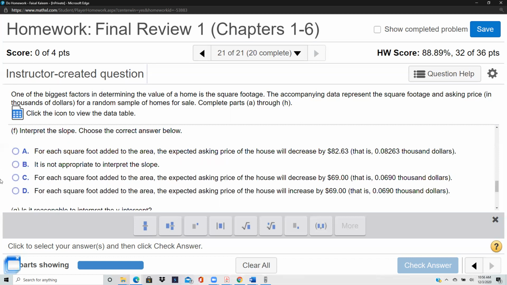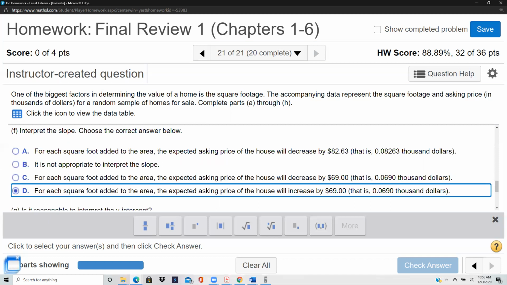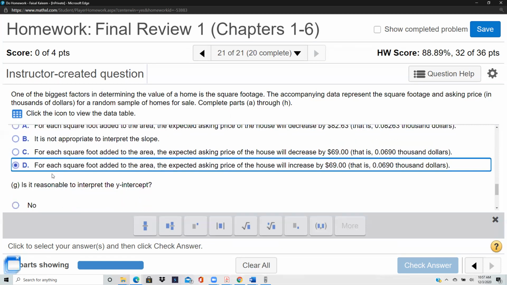D. So what's wrong with A? It's saying it will decrease. And how do you know it would increase? How do we know that it's increase and not decrease? The slope is positive. Right, good.